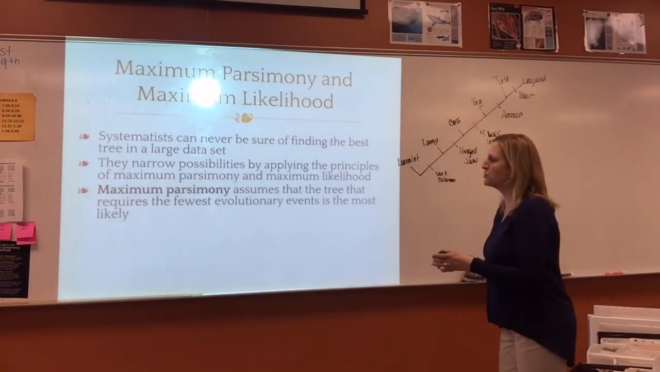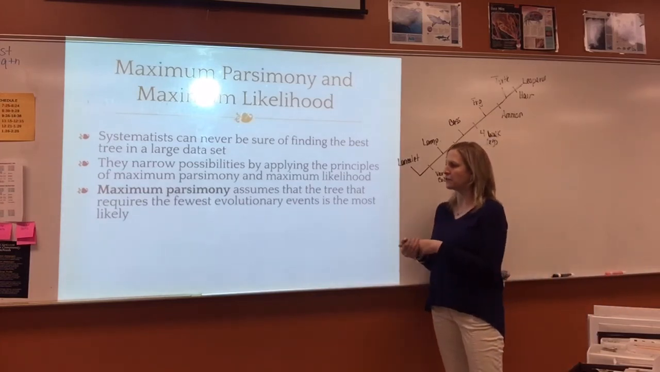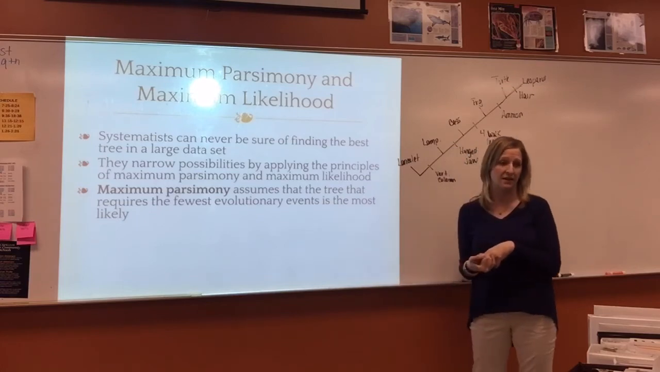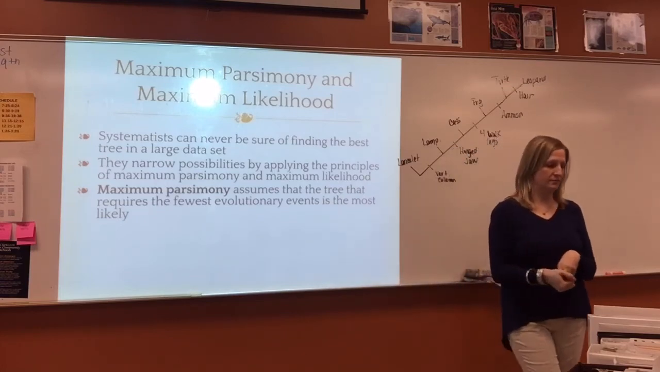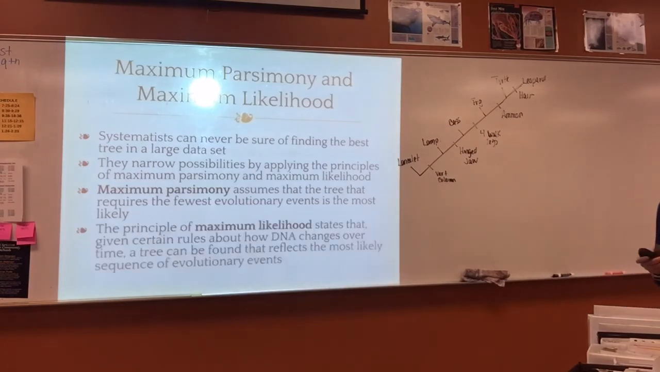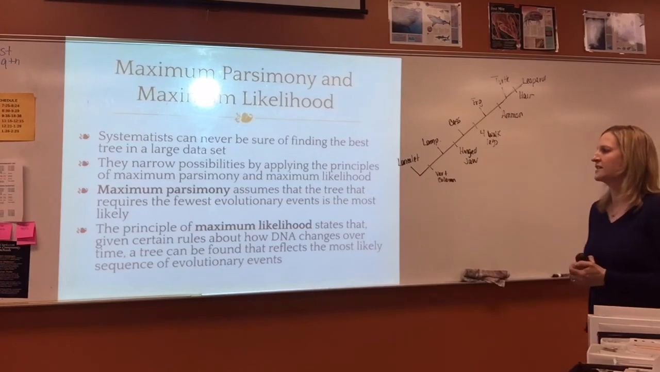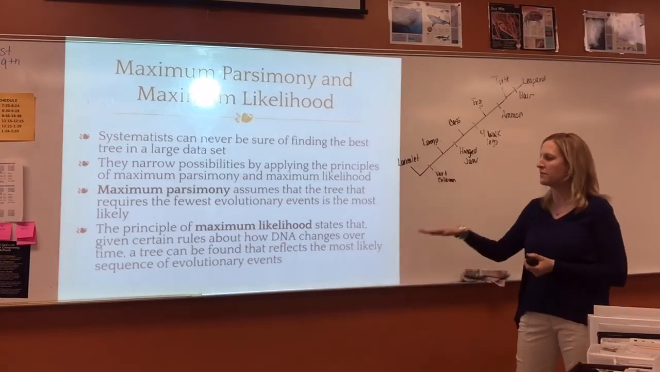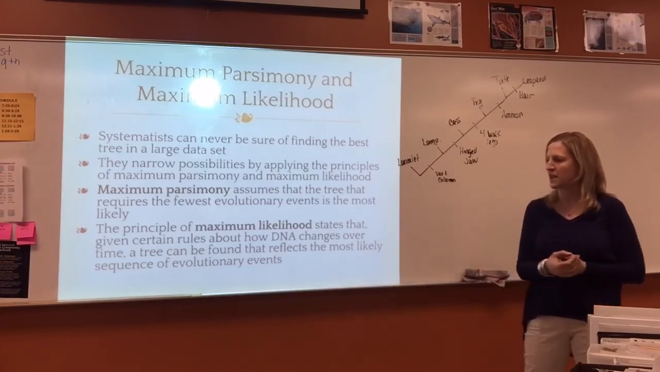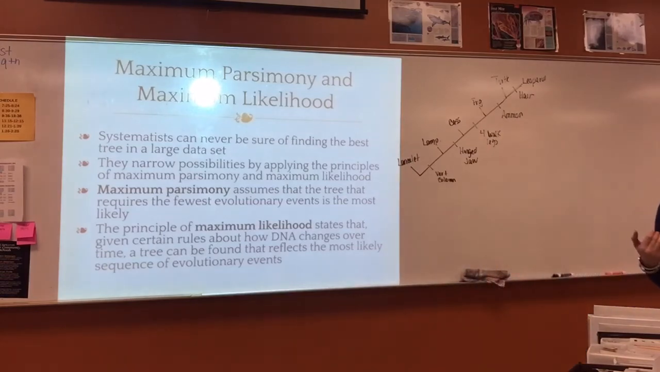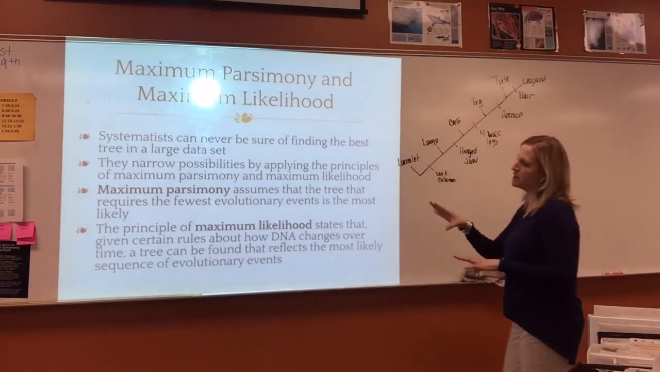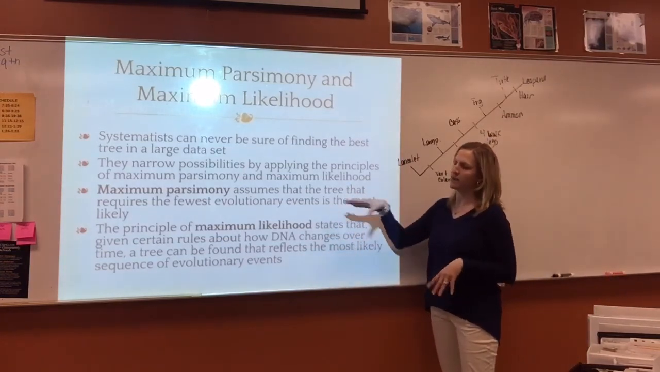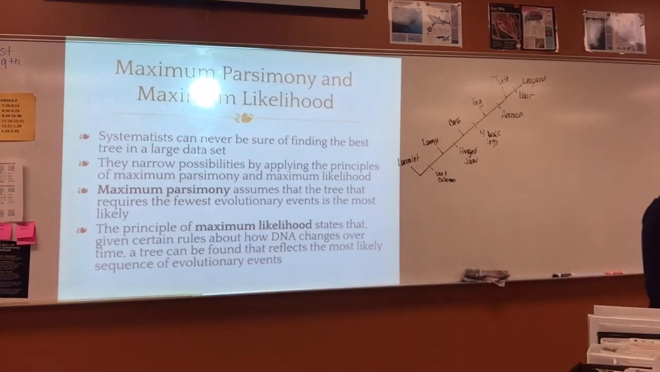Maximum parsimony assumes that the tree that requires the fewest evolutionary events is the most likely. The principle of maximum likelihood states that given certain rules about how DNA changes over time, a tree can be found that reflects the most likely sequence of evolutionary events. So usually the one that's the most likely has the fewest changes that have to occur. And I'm going to show you an example of that here.